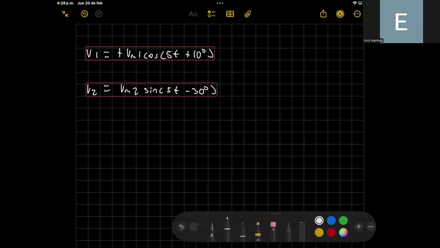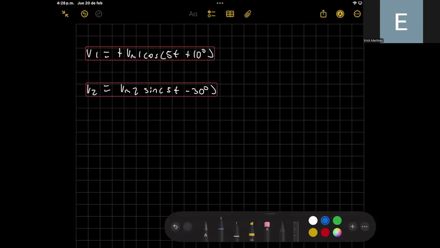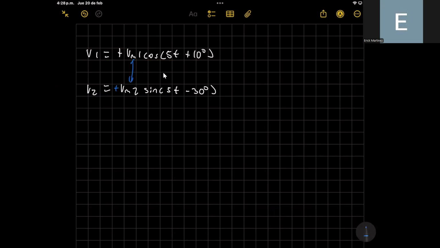Remember that we need to first check for the conditions. One of the conditions, according to what we have seen, is that the two sinusoidals must have a positive amplitude. In this case, we do not know the exact value of the amplitude, but according to the problem, we have a positive amplitude right here. Also, if you compare the frequencies of the two sinusoidals, you can see that they are the same. The frequency is equal to 5 radians per second.